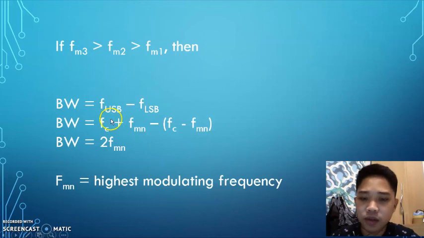So, simplifying this formula, we will get the bandwidth is equal to 2 times F sub Mn, where F sub Mn is equal to the highest modulating frequency.